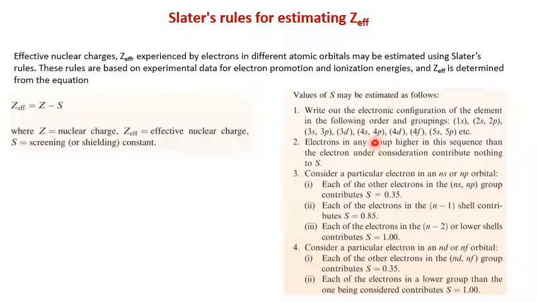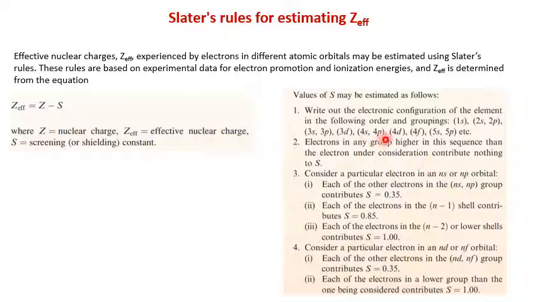So if the electron you are considering is in 4s 4p, then the other electrons at higher energy levels, like 4d, 4f, 5s, 5p, have nothing to do with the screening constant value. Only the electrons to the left, the core electrons like 3p, 3d, 1s, will contribute, not the outside electrons.